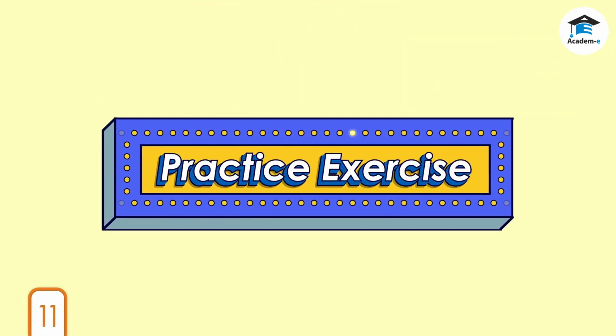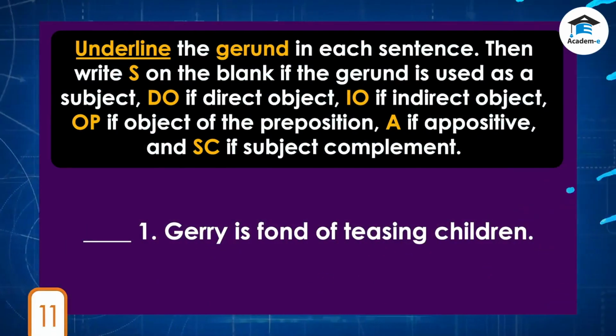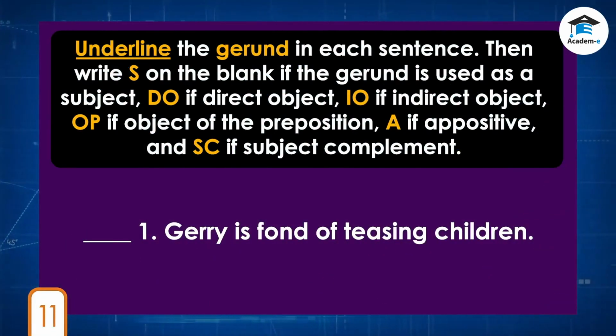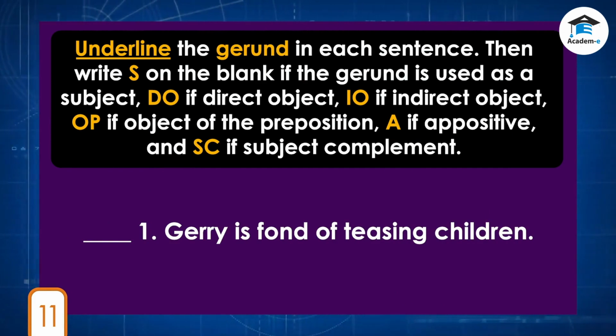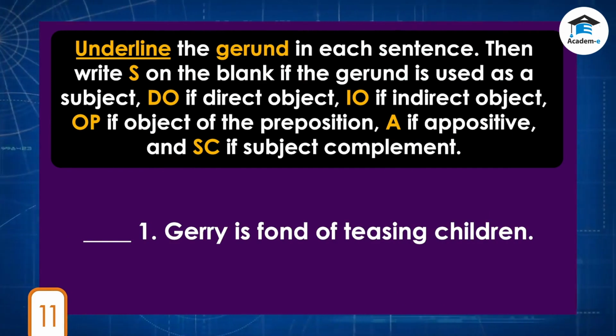Practice exercise. Underline the gerund in each sentence. Then write S on the blank if the gerund is used as a subject, DO if direct object, IO if indirect object, OP if object of the preposition, A if appositive, and SC if subject complement.